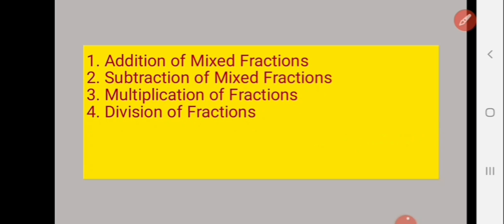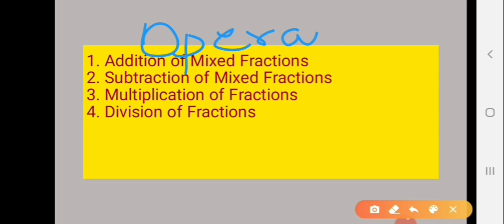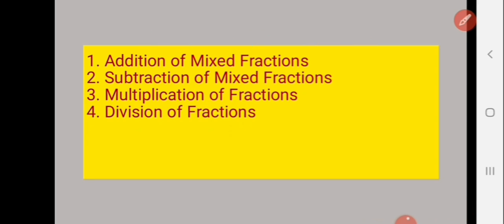Now addition of mixed fractions, subtraction of mixed fractions, multiplication of fractions and division of fractions are the operations that we are going to learn. A question may be, why aren't we learning addition of fractions? Because it was taught to us in the last year. So this time we will learn addition of mixed fraction.